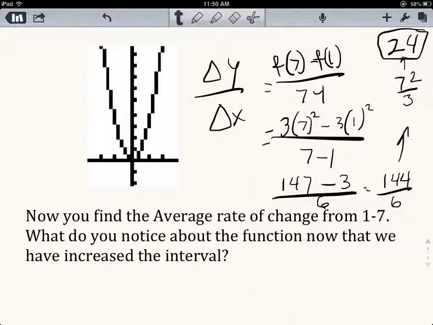Notice that we've doubled our rate of change. And that has to do with the fact that this function of x is squared. And so our rate of change is ever increasing as we go up and up and up in x values. Okay, hope that helps. Thanks.